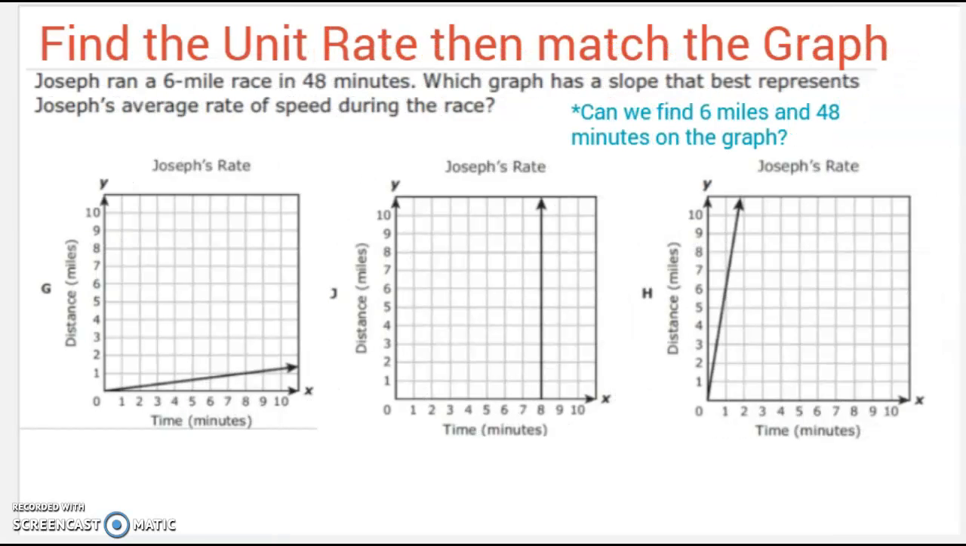Now our last slide, we're still finding unit rate. It gives me some information in my word problem here. And then I'm asking you a question here in blue. Can we find 6 miles and 48 minutes on the graph? So you're really going to have to pay attention to your scale on this one. If your answer is no to this question in blue, then you have to find your unit rate. Remember, unit rate is slope. We set it up as a fraction, y divided by x, right?